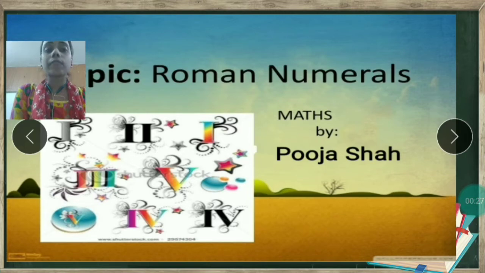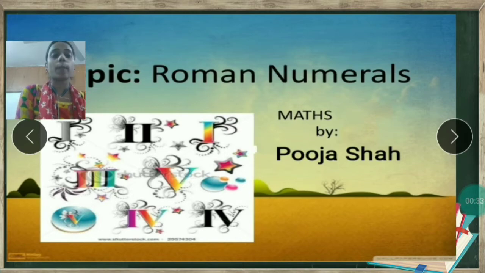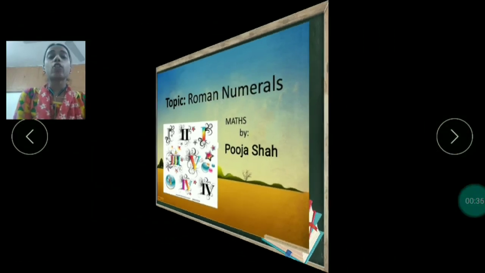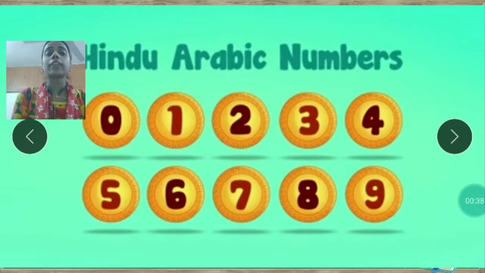So what we have learned in this chapter, we are going to recap all those topics. Okay, students, we have learned in the previous class that there are 10 digits which are known as the Hindu-Arabic numbers, and these numbers are known as Hindu-Arabic numbers because the Arabs who visited India spread all these 10 digits to different countries, and after that they became known as the Hindu-Arabic numbers.